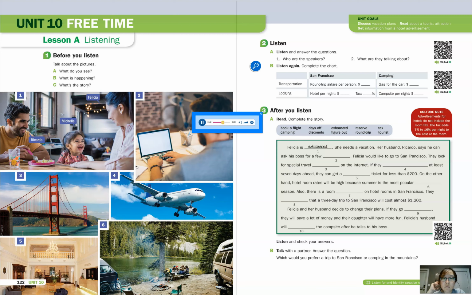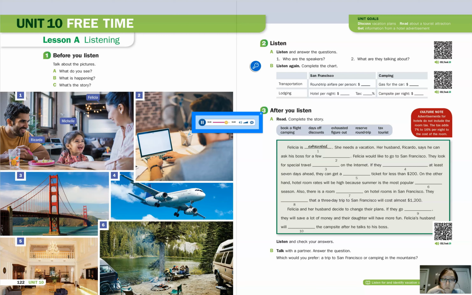So if the three of us take this trip, and if we stay in San Francisco just 3 days, it's going to cost almost $1,200. That's a lot to spend for just a 3-day vacation, Ricardo. Maybe we should just go camping instead. Yeah, you're probably right. We could go to Big Bear Lake. If we do that, how much will it cost? Well, gas will probably cost about $100. The campsite will cost about $35 a night, and then there's food. But that won't be too much if we grill hamburgers.